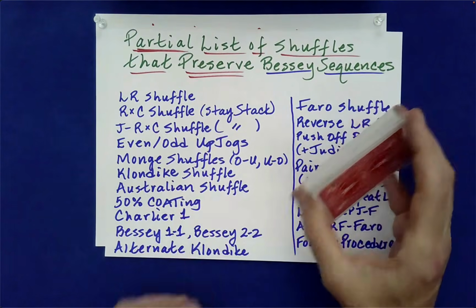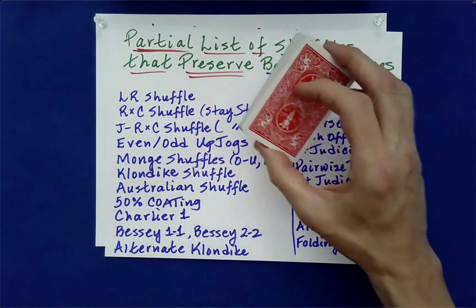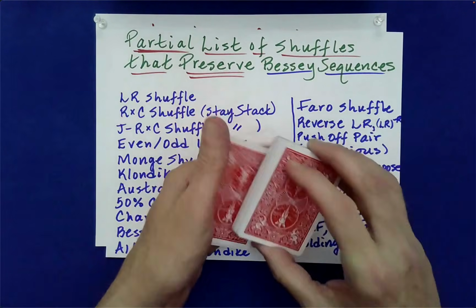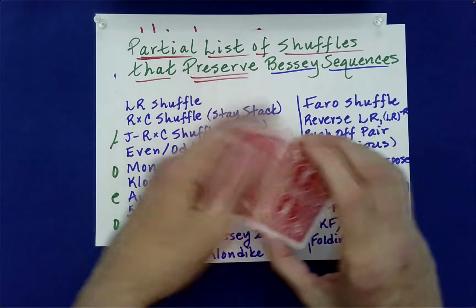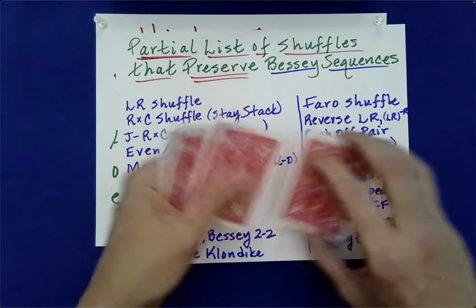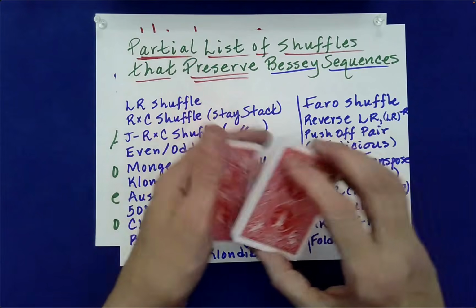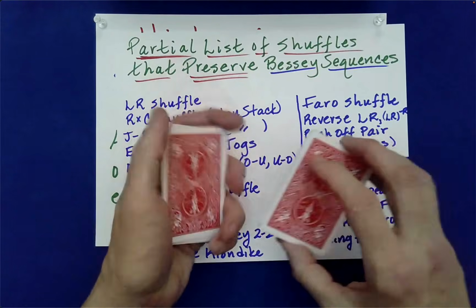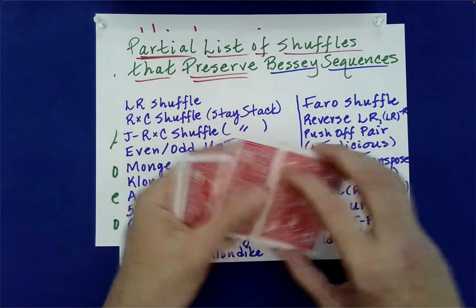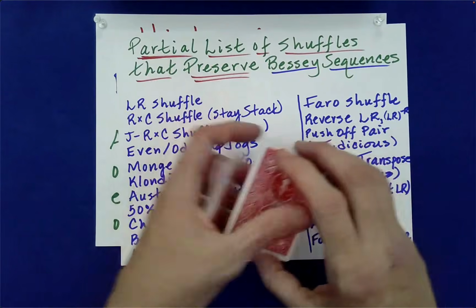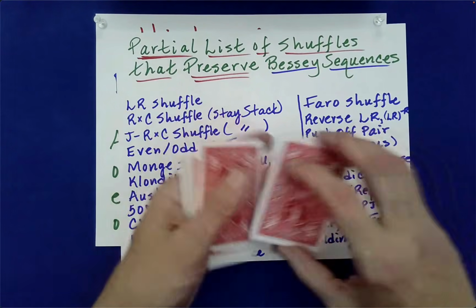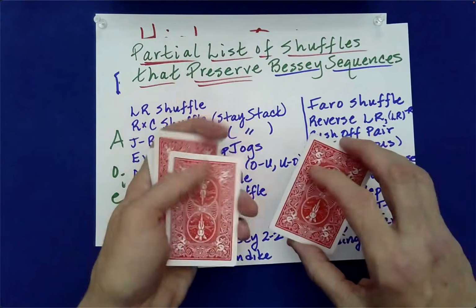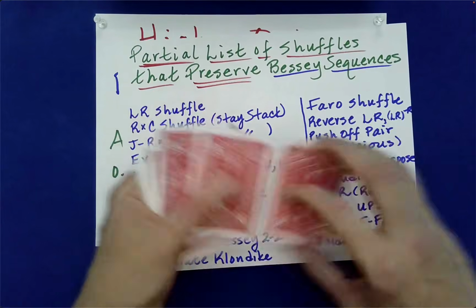We can also do a Bessey 2-2, and that's a fun one as well. This is where you take top 2, then 2 from the bottom, 2 from the top, 2 from the bottom, 2 from the top, 2 from the bottom. And you do this until all of the cards, of course, have been moved from one hand to the other.